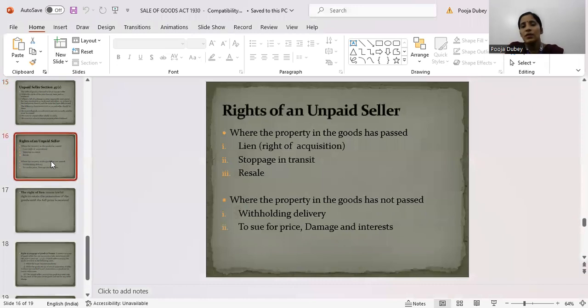Now, what are the rights of an unpaid seller? Right of lien means right of acquisition. I can acquire the goods. Stoppage in transit. If the goods are in transit, the unpaid seller can stop the transit and he can resell the goods. If you are an unpaid seller and the price is not paid to you, you have a right to resell the goods.